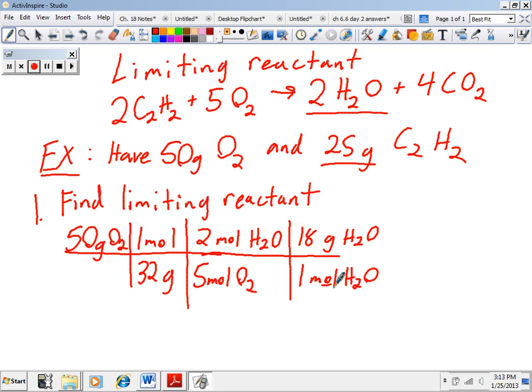So double checking, moles of H2O on top and bottom cancel, moles of O2 on top and bottom cancel, grams of O2 on top and bottom cancel. We do the math, multiplying everything across and dividing, and we end up with 11.25 grams of H2O. Okay, that's how much H2O I could produce with 50 grams of oxygen and an excess of C2H2.